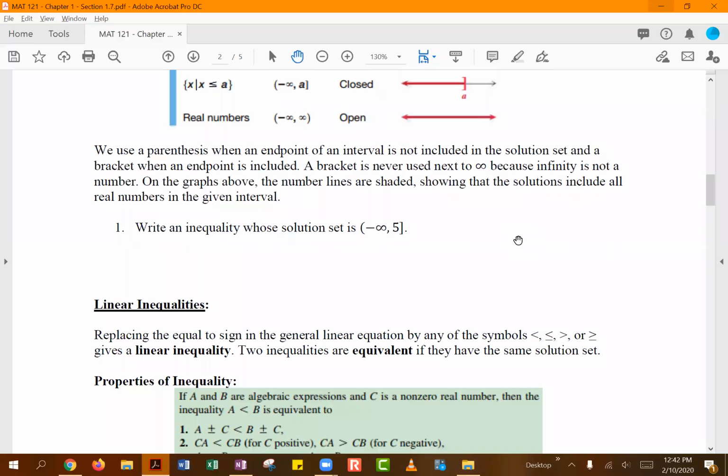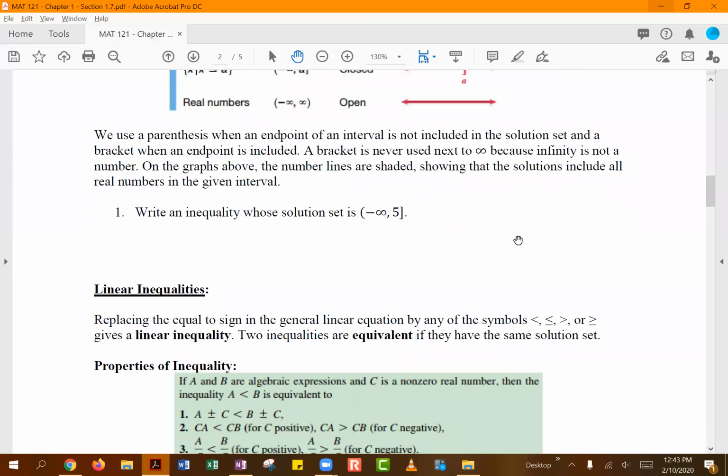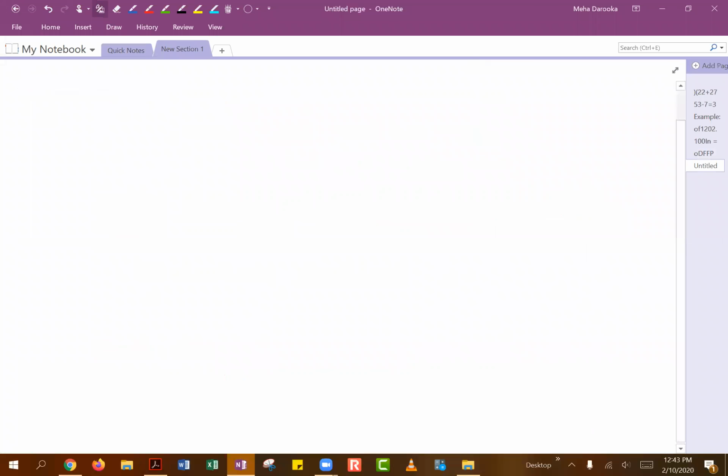So this first example here is actually giving you the interval notation, and they are asking you, depending on which form it is, to come up with this inequality. So what will that inequality look like if the interval notation is negative infinity to 5, including 5? Because of the bracket, right?